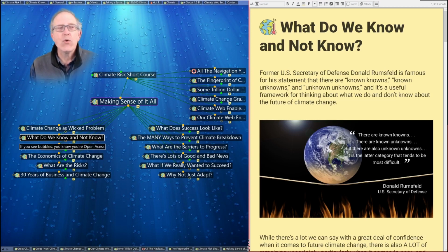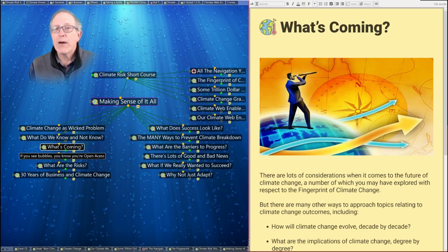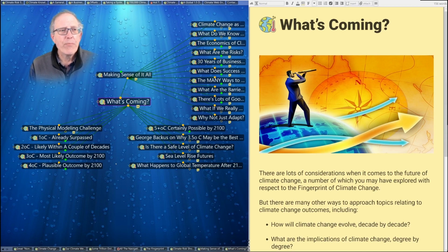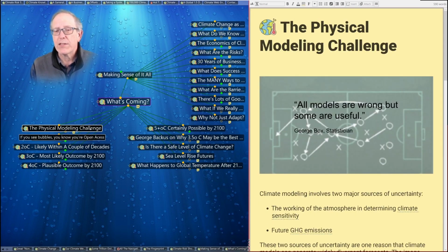Or what do we know and not know about climate science and other things? And we use a lot of quotes and slides. You can see on the right-hand side, Donald Rumsfeld's quote: "There are known knowns, there are known unknowns, but there are also unknown unknowns." It is the latter category that tends to be the most difficult. You can take a look at what's coming with climate change. I'm going to click on that for a second because you can come in here and better understand the challenge of forecasting climate change in terms of the physical modeling challenge.